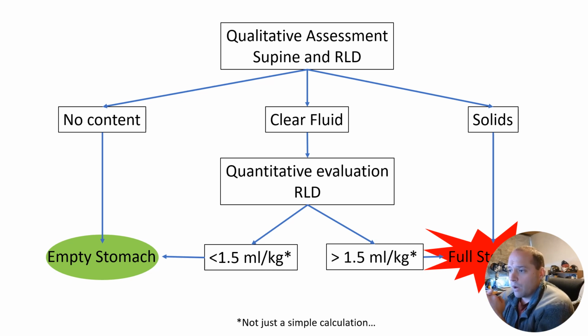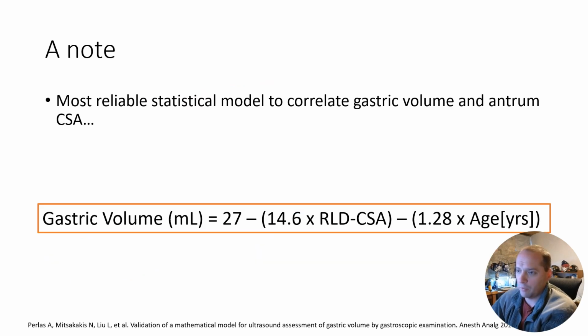Proceed as if they are a full stomach, because they are. If you're in between, if you can't quite tell, or you see just fluid in there, somewhere in the ballpark of 30 to 50% of patients will present with a normal amount of fluid in their stomach. That's just normal gastric secretions. The threshold for empty versus non-empty is 1.5 mLs per kilo, but it's not a simple, straightforward solution. This is actually the regression equation that they derived in 2017, and this is the one that's used and recommended.